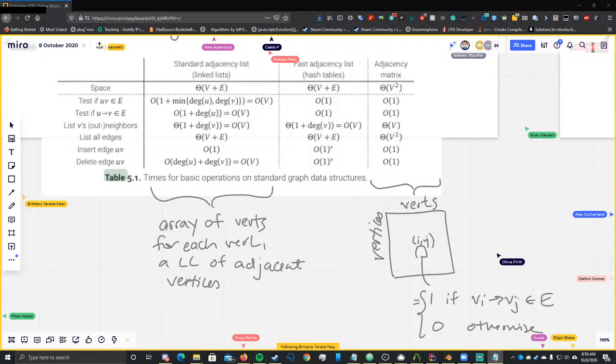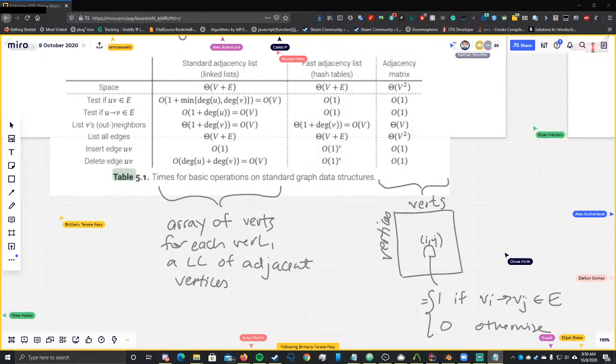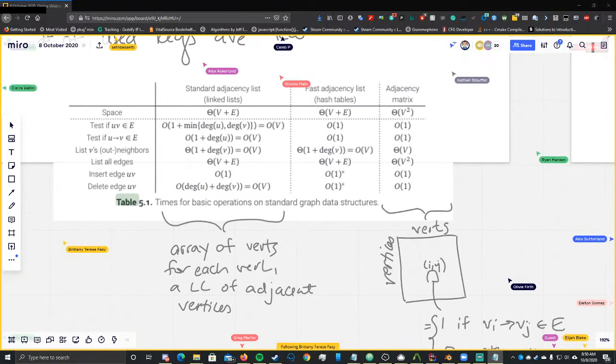All right. Are there any particular questions about this table or anything surprising you see? I'll give you a minute to look it over.